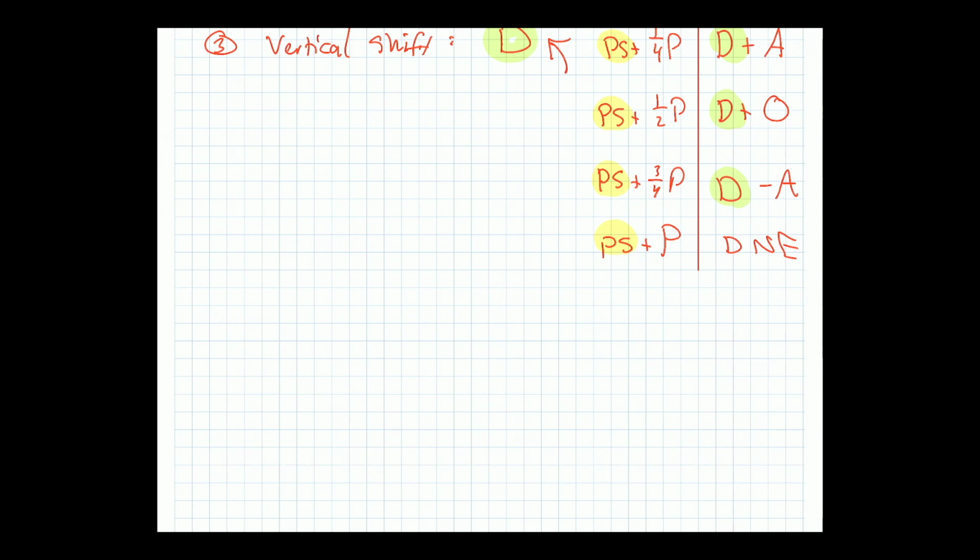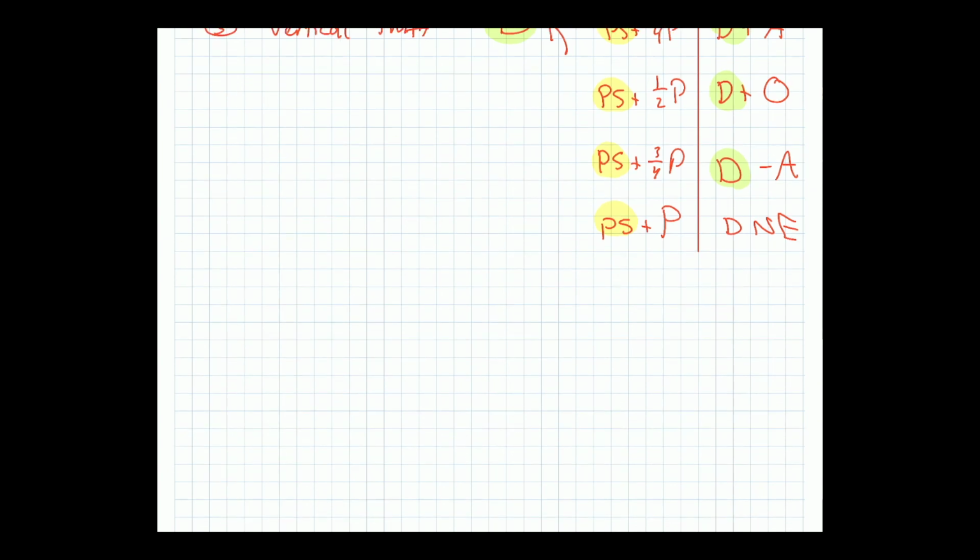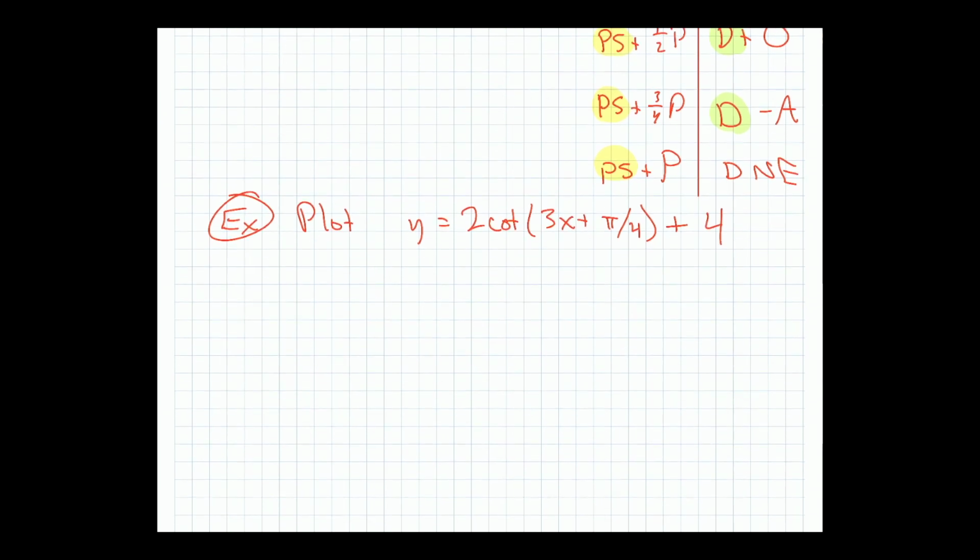That's going to be impossible. All right. Example, I'm just going to make one up. Plot y equals 2 cotangent 3x plus pi over 4, plus 4. Why not? Okay. I don't know what the numbers are going to look like. Hopefully not too bad. Yeah, they'll be okay.